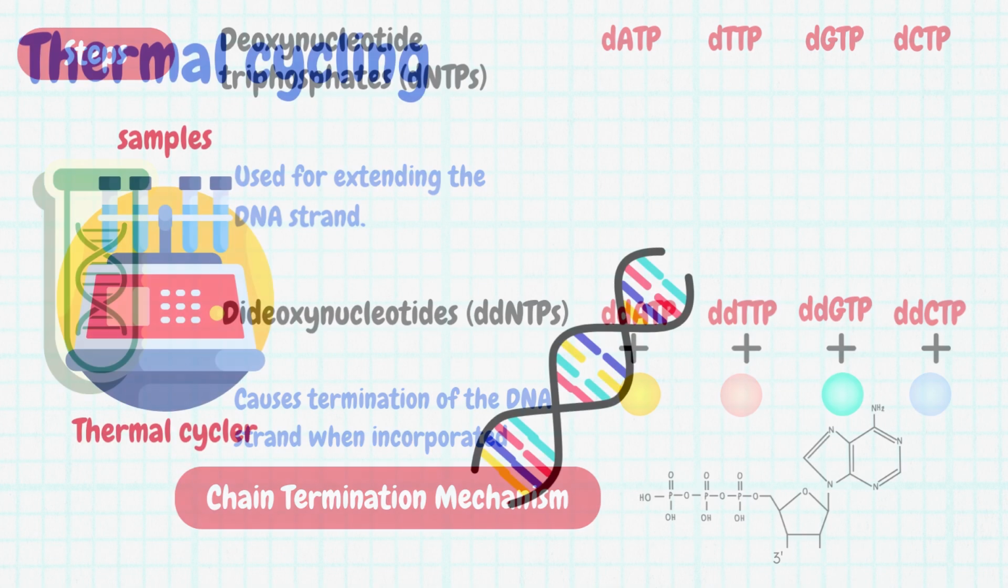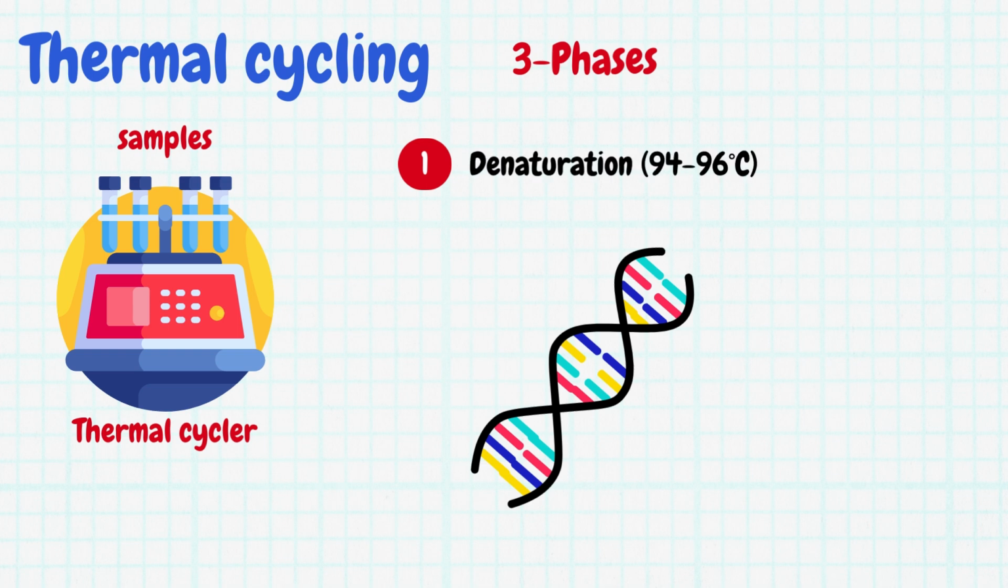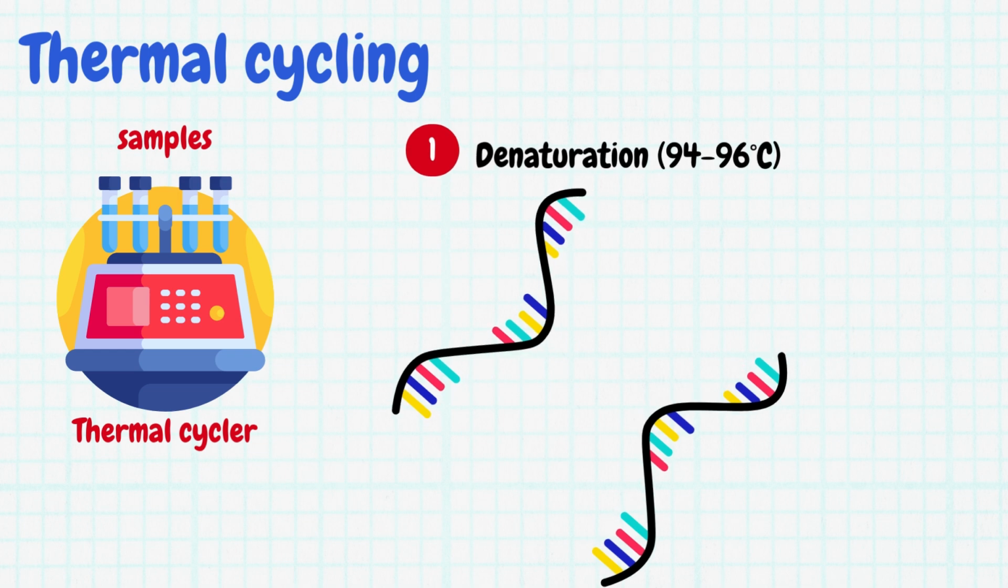The mixture undergoes thermal cycling to perform DNA replication in multiple rounds, like the polymerase chain reaction. This step consists of three main phases. The first step is denaturation at high temperature. The double-stranded DNA template is heated to separate it into single strands.